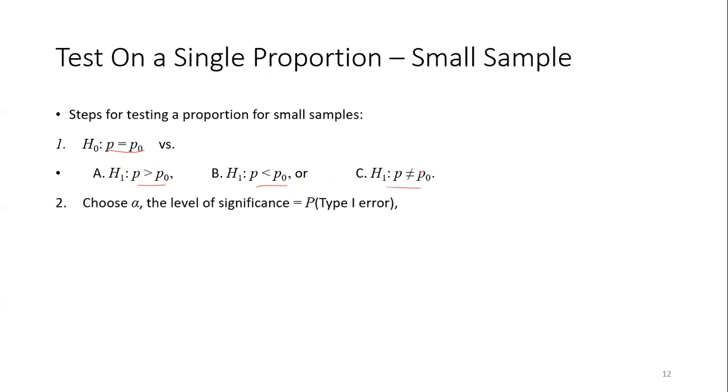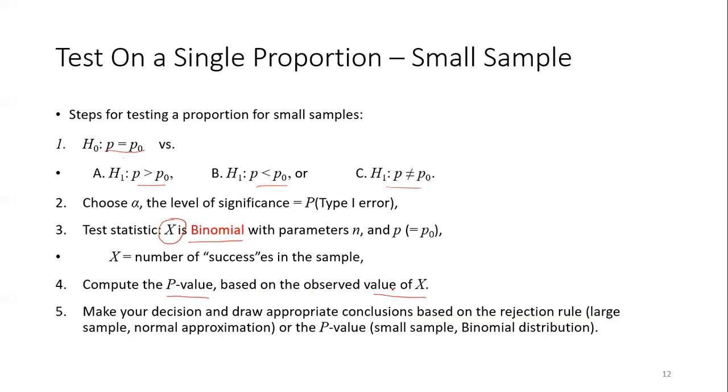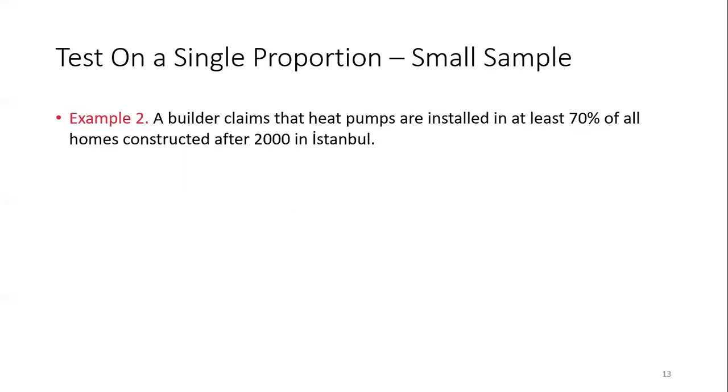Choose your alpha and then choose your test statistic. The test statistic is x, and x is a binomial random variable. The next step is to compute the p-value based on your observed value of x. Then make your decision. For a discrete random variable it's a bit hard to visualize, but in the example it will be crystal clear.